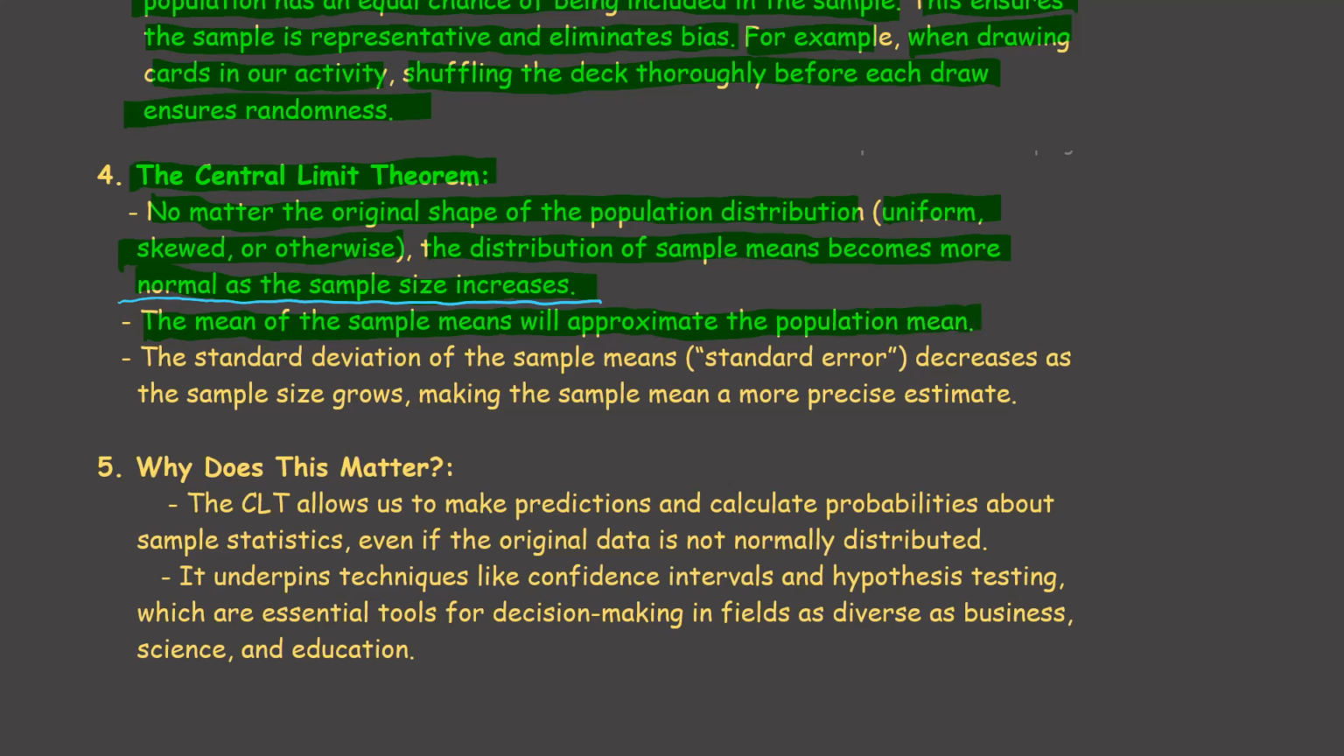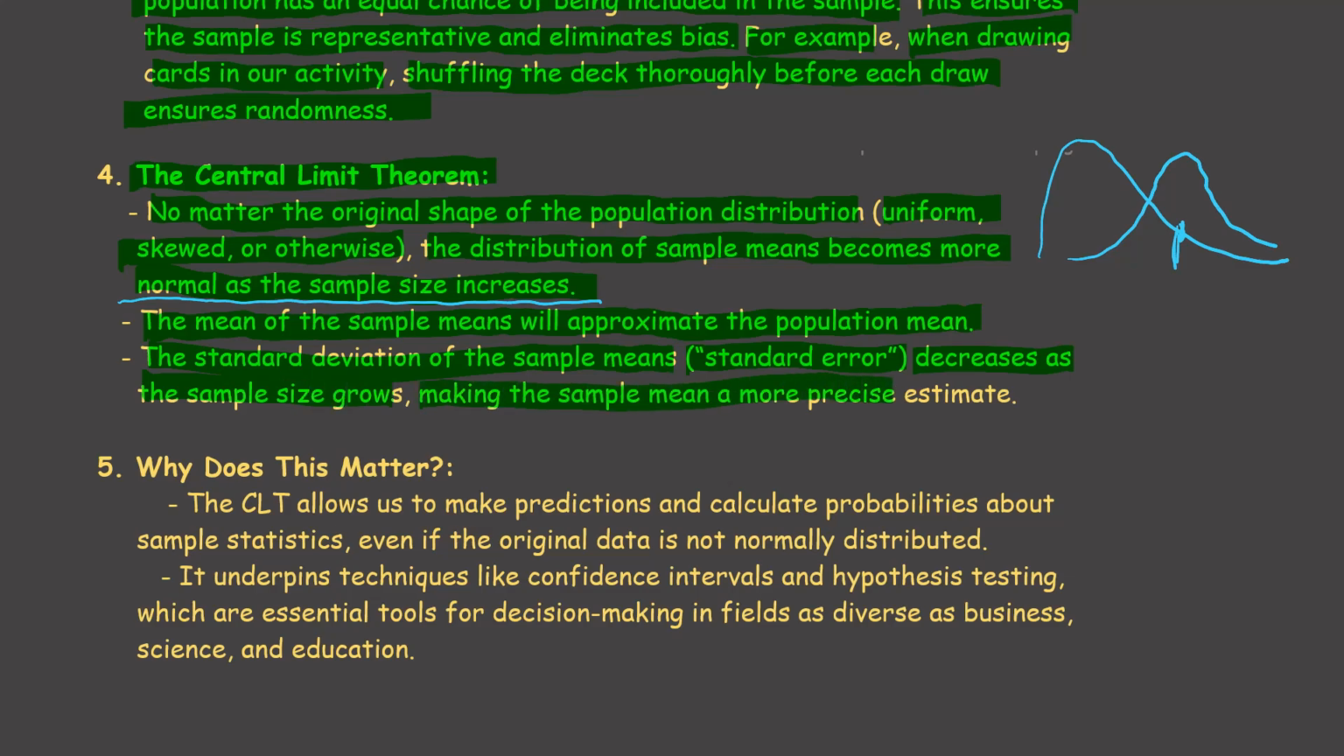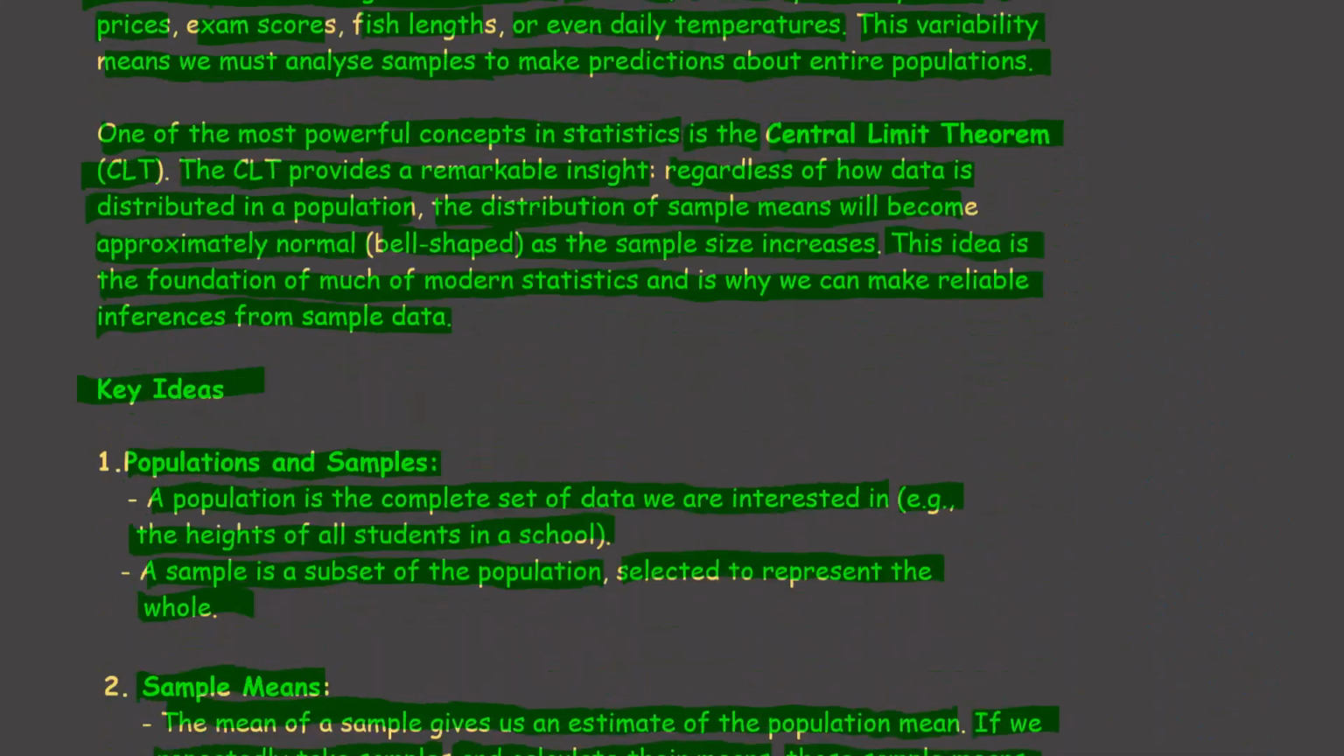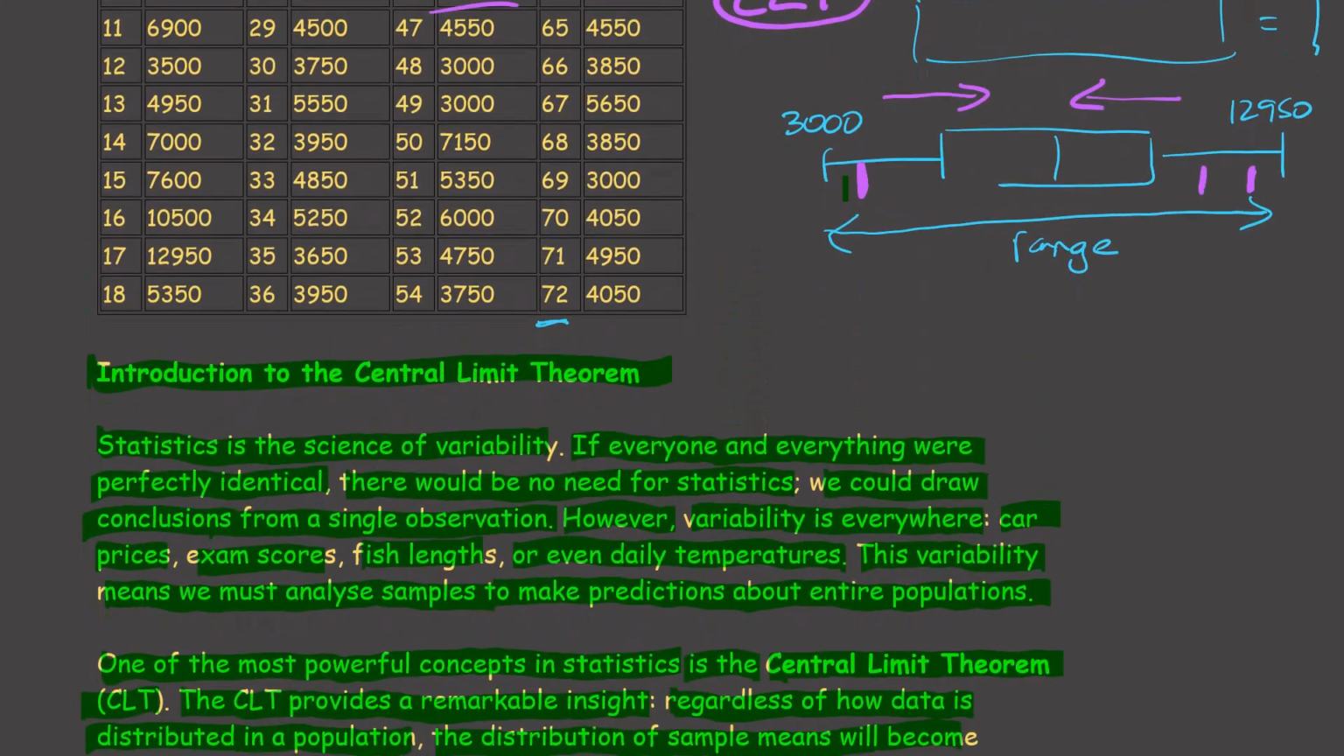The mean of the sample means will approximate the population mean. So whatever the original distribution looks like, so it might be a really skewed distribution like this with a mean over here, when we do the sample means it will tend to be normal and the mean will be at the same place. The standard deviation of the sample means, or the standard error, decreases as the sample size grows, making the sample mean a more precise estimate. We talked about this up here when we talked about the fact that when we take samples, those samples won't be at the extremes, they'll move towards the middle.